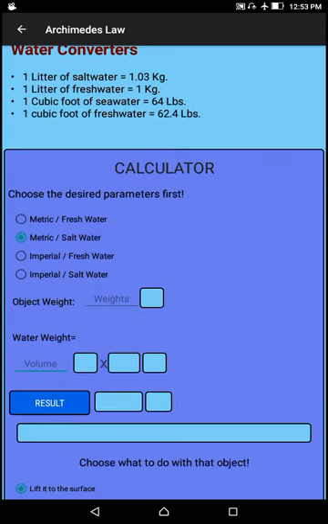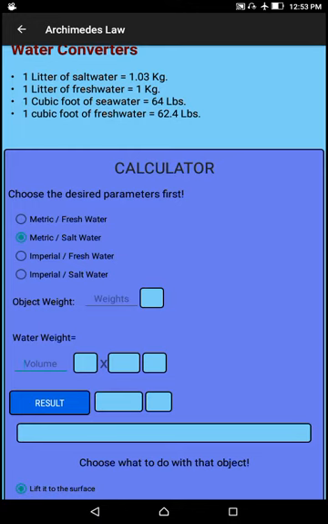But remember, before you start to calculate, read the question very well. Choose the desired parameters, then add the value or type the value where it is needed. So now, second question, we will use Imperial. You have an object that weighs 400 pounds and displaces 2.5 cubic foot of sea water. We need to sink it by 100 pounds.